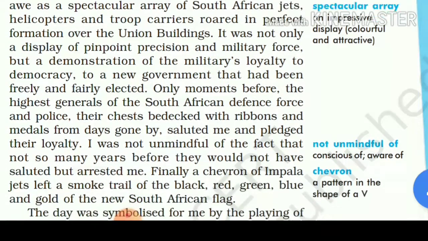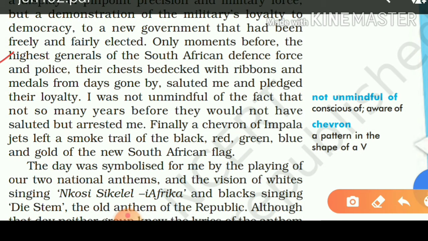Let's talk further. Only moments before, the highest generals of the South African Defence Force and Police, their chests bedecked with ribbons and medals from days gone by, saluted me and pledged their loyalty. Now, bedecked means decorated. Now he says that the highest generals of the South African Defence Force and Police Force, whose chests were decorated with ribbons and medals. You have seen that these generals have badges and medals on their shoulders and chests showing their achievements. So in this way he says that those persons saluted him and pledged their loyalty towards the nation.